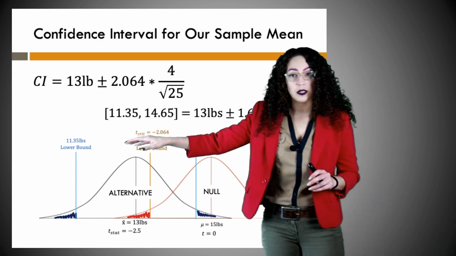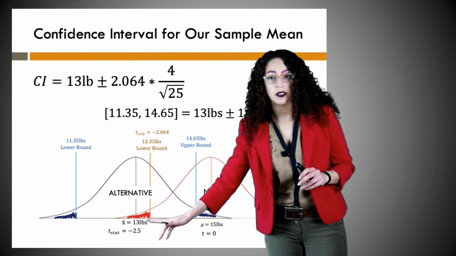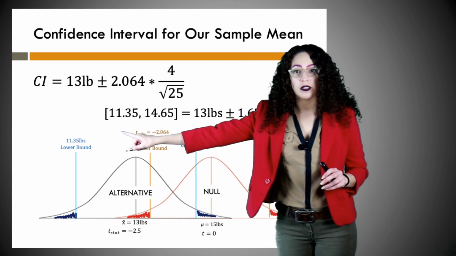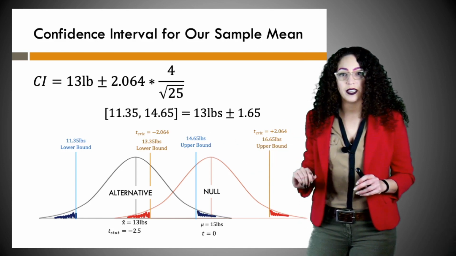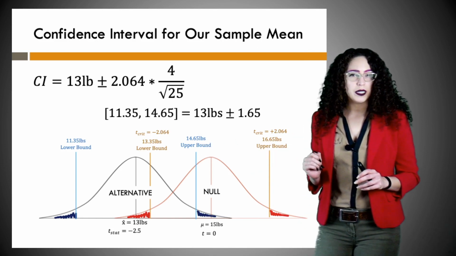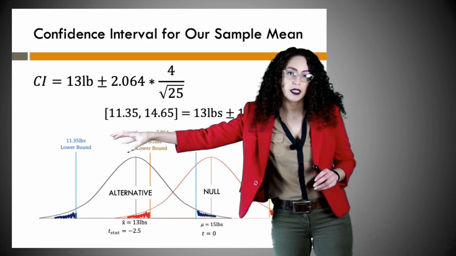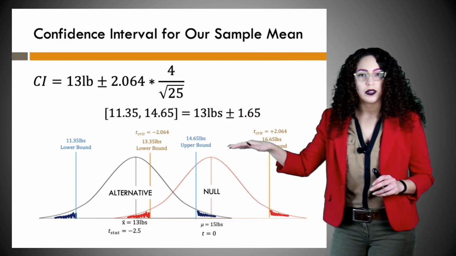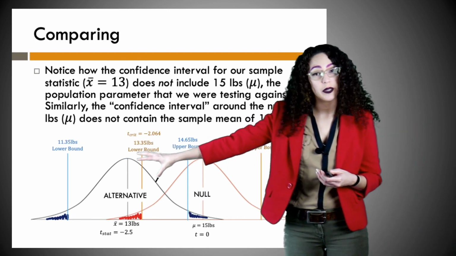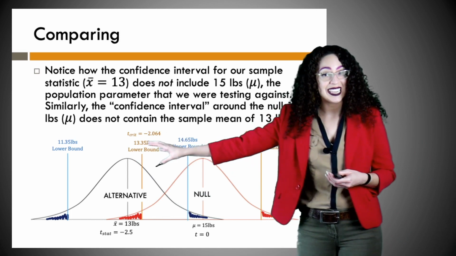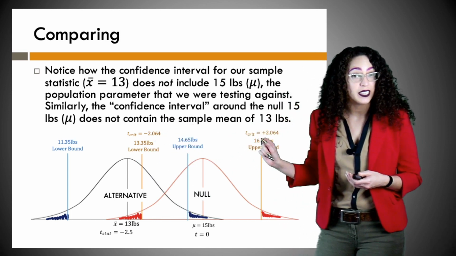But I also then created a confidence interval around our actual point estimate, our sample mean that we calculated, that 13. And it's 11.35 over here, and you can see it here, and 14.65 right here. Now, what do you notice about this point estimate confidence interval we made here, and the one over here? Did you notice that our confidence interval around our point estimate of 13 does not contain the population parameter we were testing against, that 15?